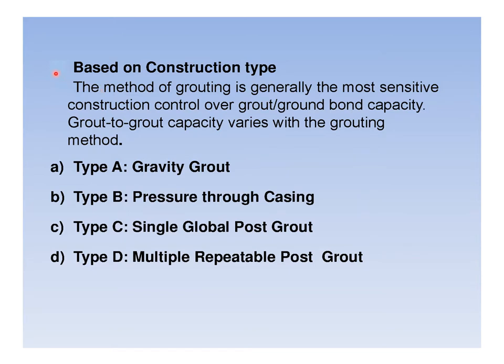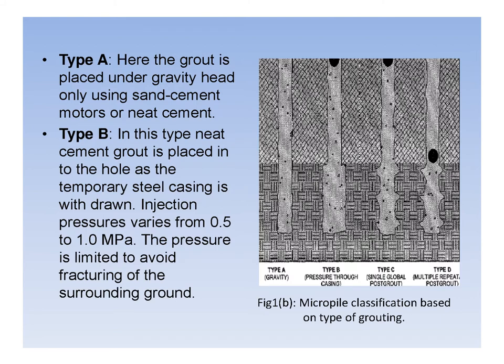Okay, now look at the classification based on construction type. The method of grouting is generally the most sensitive construction control over grout to ground bond capacity. Grout to grout capacity varies with the grouting method. And look at type A, gravity grout. Type B, that is the pressure through casing. Then the type C, single global post grout. And the type D, multiple repeatable post grout. So here you can see the type A. Here the grout is placed under gravity head only using sand cement mortars or neat cement.